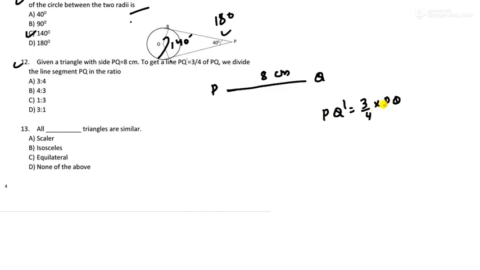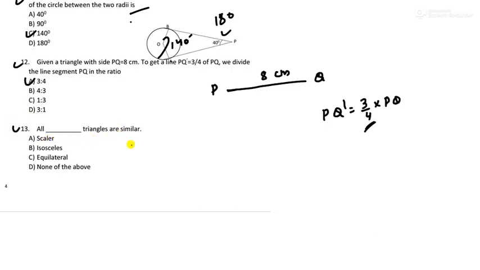Then we have to divide the line segment in the ratio dash. So the answer for this is 3 by 4 itself. It will be in the same ratio. So option A is the correct one. Next is question number 13.